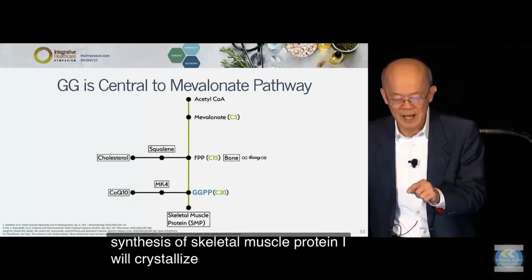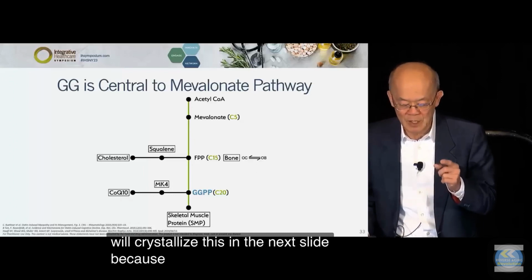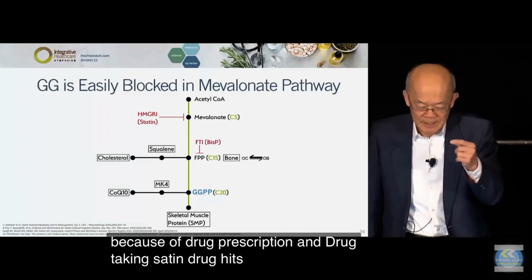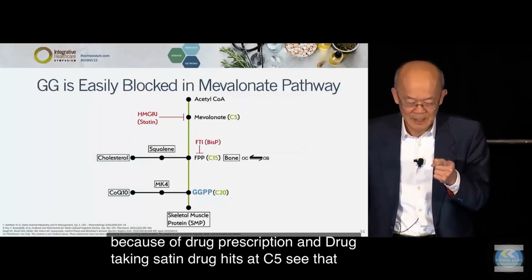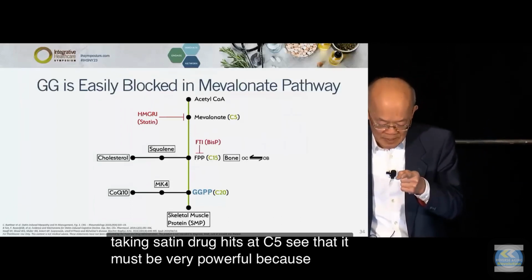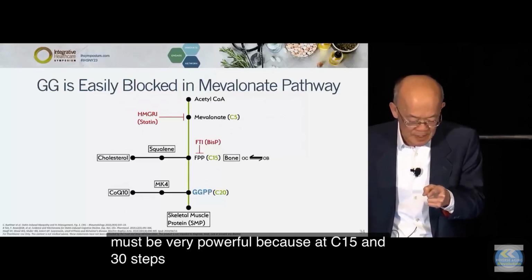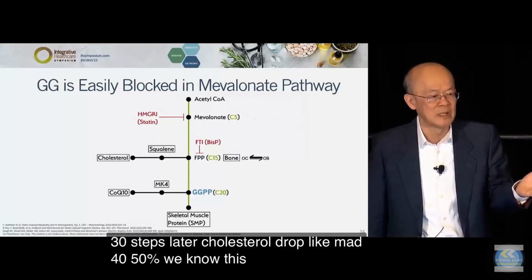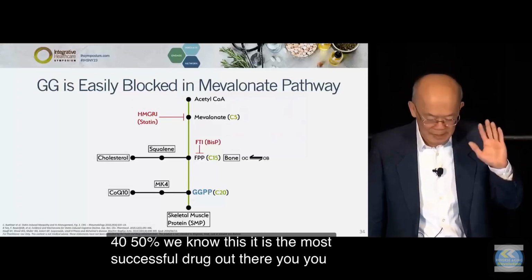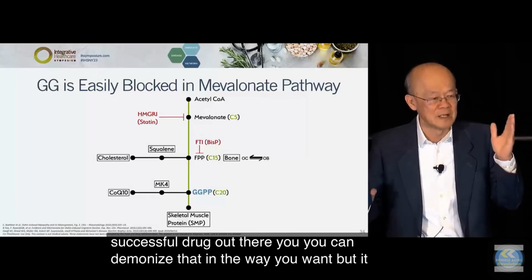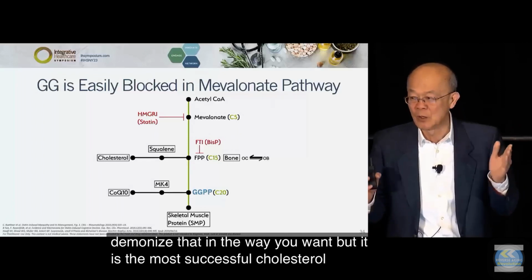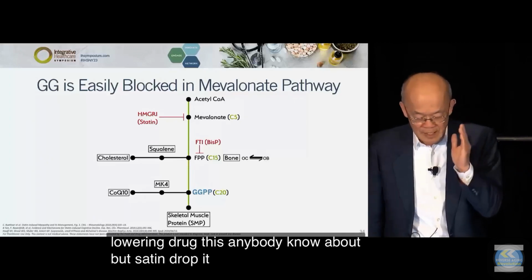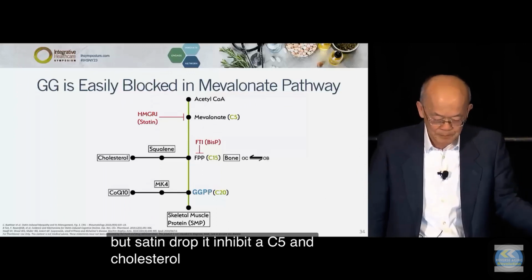I will crystallize this in the next slide because of drug prescription and drug taking. Statin drug hits at C5. See that? It must be very powerful because at C15, 30 steps later, cholesterol drops like mad, 40-50%. We know this. It is the most successful drug out there. You can demonize that any way you want, but it is the most successful cholesterol-lowering drug anybody knows about. But statin drug inhibits at C5 and cholesterol drops.